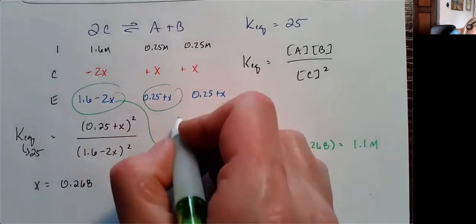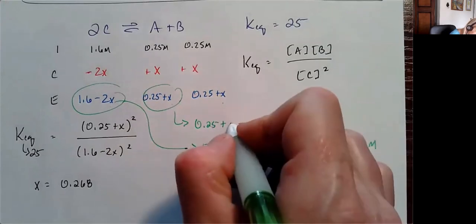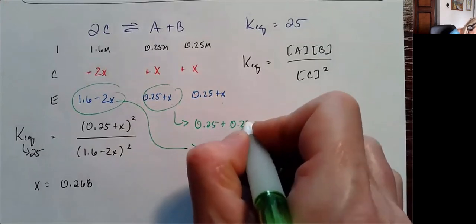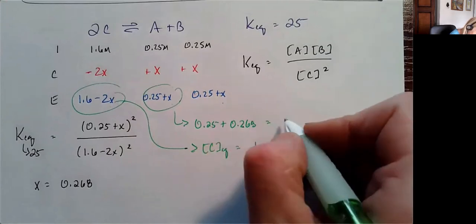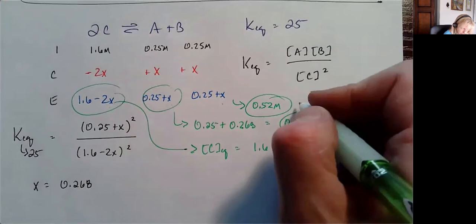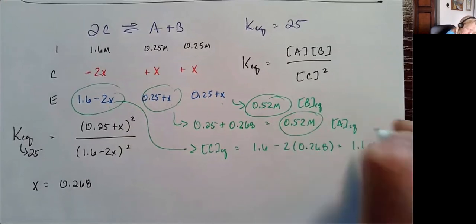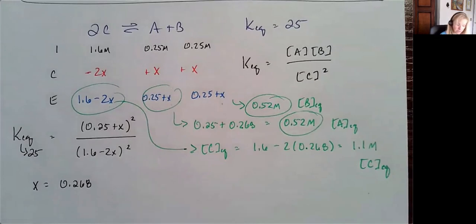And both of these are going to be the same, 0.25 plus 0.268. These are going to be 0.52 molar. So those are my equilibrium concentrations for all of the substances that are in this reaction. So those are the 5 ways to do the problems in this chapter.